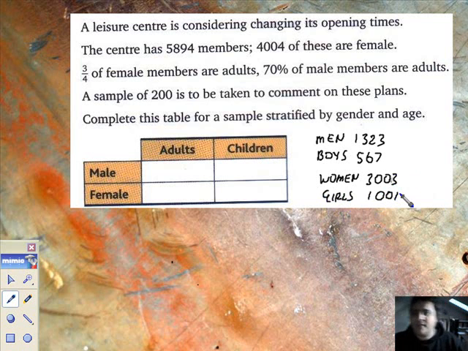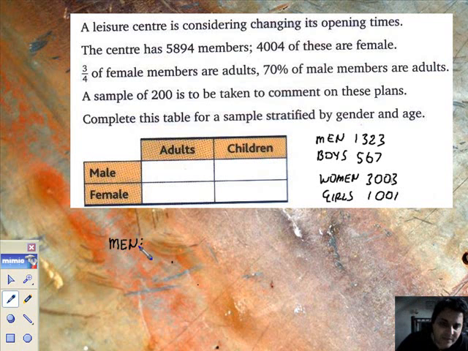perhaps one might say, oh, we'll take 50 from each because 4 50s make 200. Well, we've agreed from previous videos that we can't do that, because look at the number of men and women compared to the number of boys and girls, so you must have an appropriate number, a proportionate number from each stratum. So let's just deal with adult males first, in other words the men.